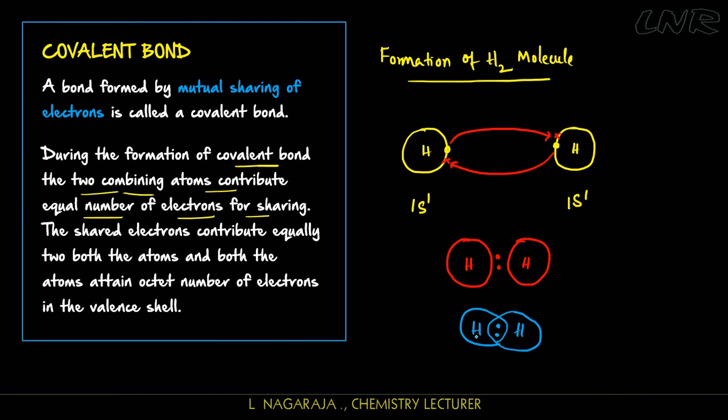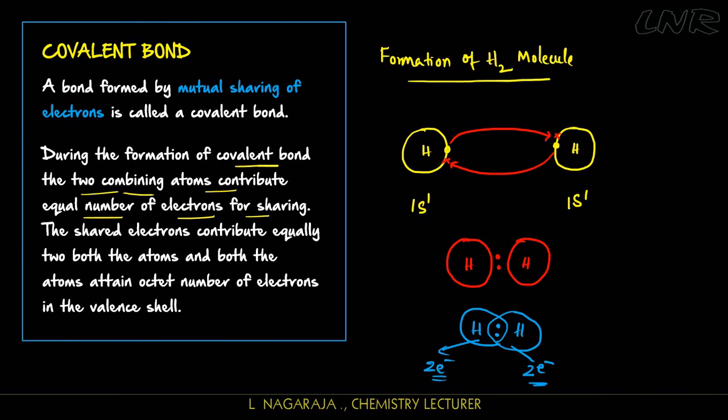in the valence shell. So in the case of hydrogen there is a doublet configuration, because the nearest noble gas for hydrogen is helium. So it gets the doublet configuration. That is, this hydrogen also contains two electrons and this hydrogen also contains two electrons, right?